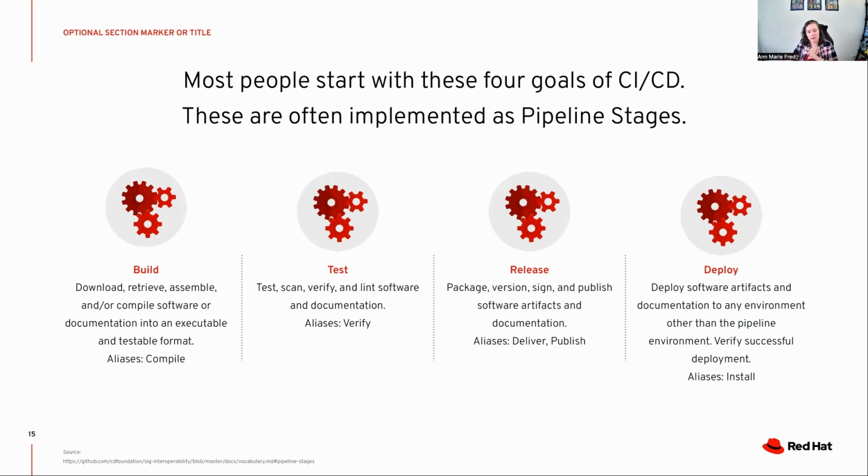In the release stage or stages, we're going to package, version, sign, and publish our software artifacts and documentation. And by the way, continuous delivery usually goes up to the release stage and stops if you're being proper about it. And then deploy, continuous deployment, is where you deploy your software artifacts and documentation to any environment other than the pipeline environment itself. And then you're going to verify that your deployment was successful. It's also sometimes called an install stage, especially if you are updating running systems as opposed to a system where you're constantly creating brand new systems and getting rid of the old ones.